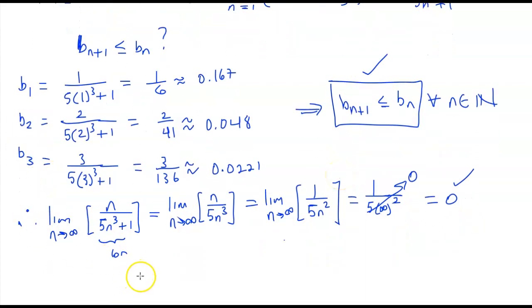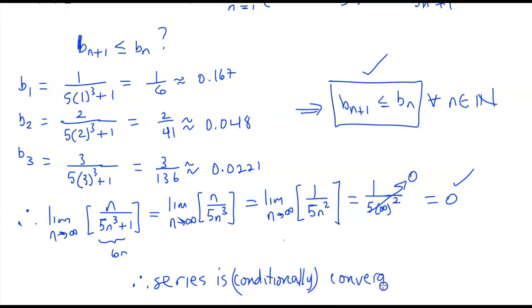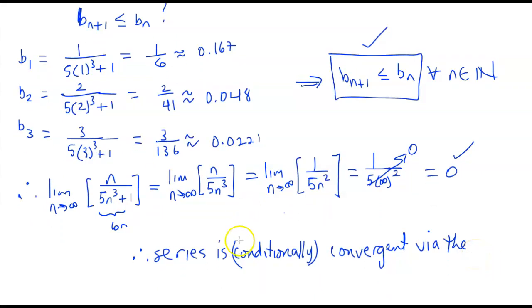So we've met 1, we've met 2 criterion. So basically this means, therefore, our series is conditionally convergent via the alternating series test. So we see in this example that, again, we could not show that our series was absolutely convergent, but because of the fact that it was an alternating series, it will be conditionally convergent.